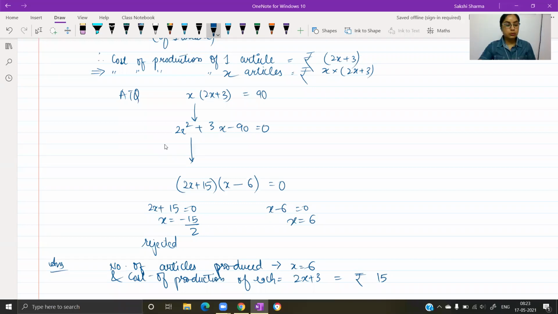I have not shown the work for splitting the middle term. You get 15x minus 12x. The middle term will be split as 15x minus 12x.